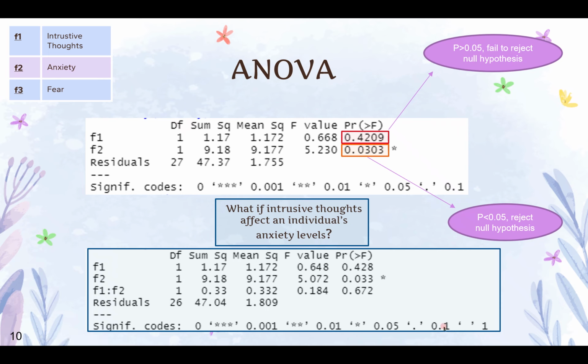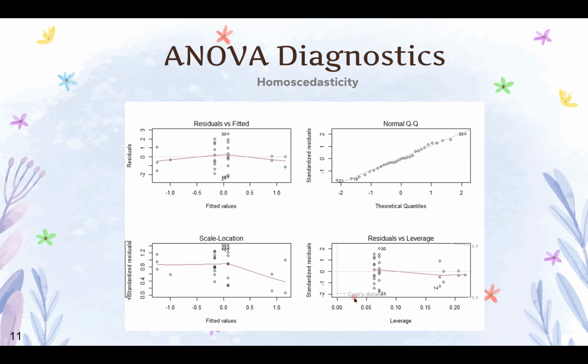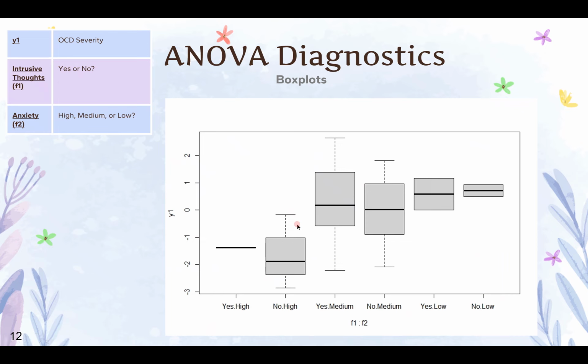And we can see here that F2 is significant at the 0.05 level. And we fail to reject our null hypothesis at the 0.05 level with the interaction. So next we can look at the ANOVA diagnostics, and we can look for homoscedasticity and check for heteroscedasticity, and we can see that everything looks normal here and that we can assume normality, no significant outliers.